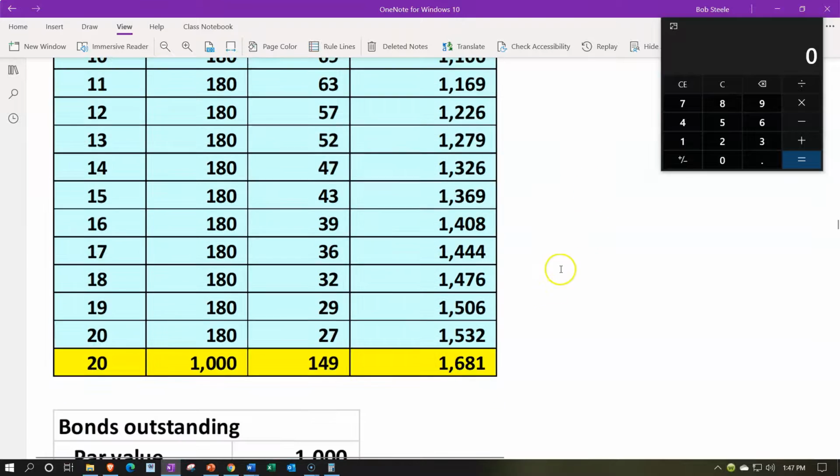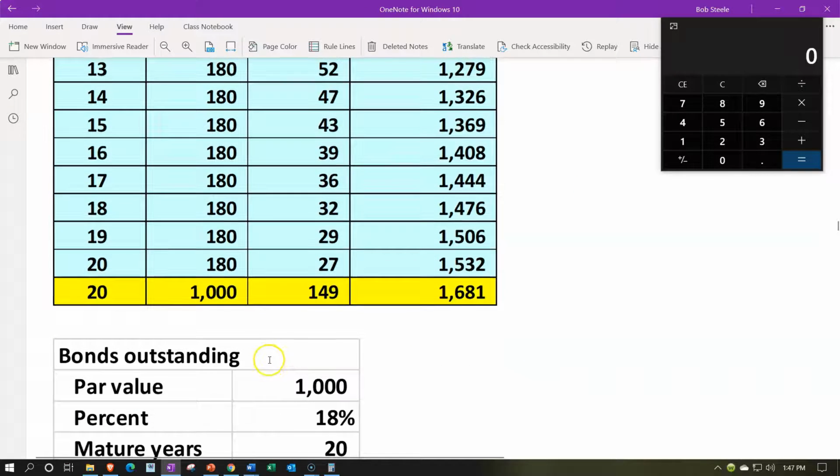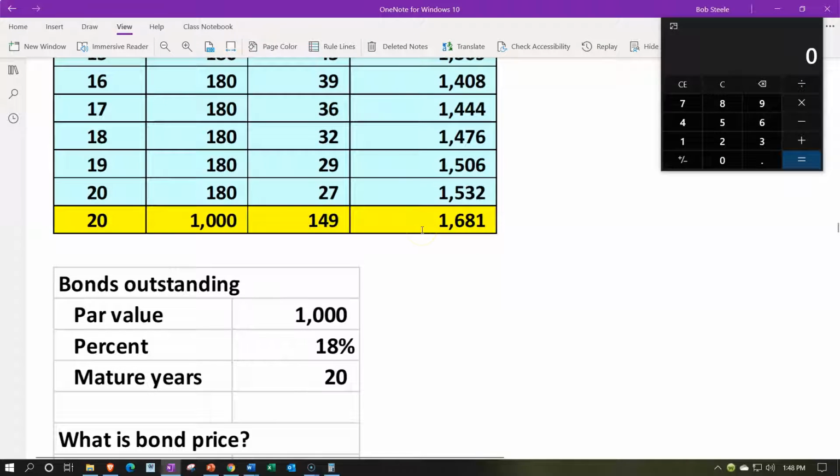Then we could say, hey, look, I could just tack on the last payment, which is the 1,000 payment, bringing it back also 20 periods, because it's going to be 20 periods out. The 1,000 present valued back 20 periods would be the 149. The 149 plus the 1532 would give us the 1681. That 1681 would in essence be the price. That in essence is the answer.